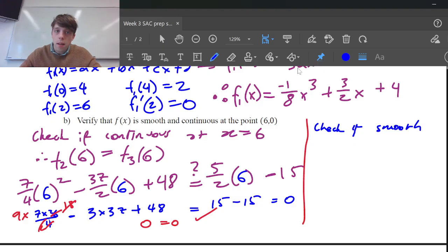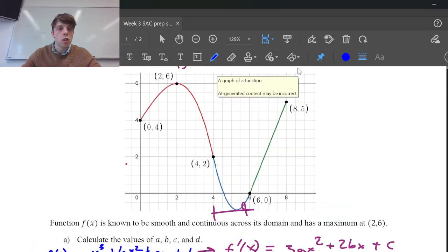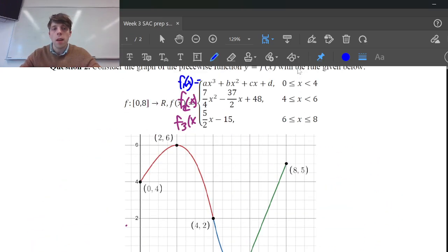Well, now we have to consider the two functions' derivatives. So if the function is smooth, that tells us that the derivative of the second function should be equal to the derivative of the third function. So let's check to see if this is correct. First up, we'll take our equation here and see if we can find its derivative. So the derivative, f2 dash, is going to be, well, let's just work it out up here.